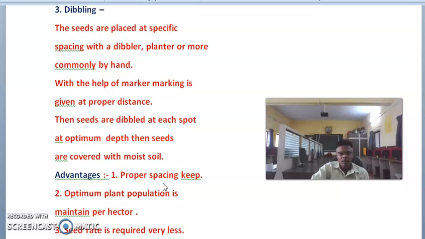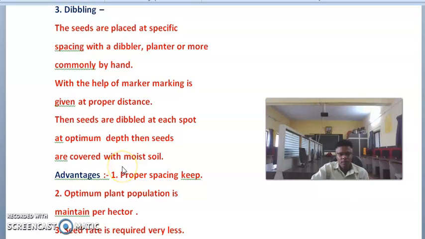Mainly seedlings are also used for planting with a planter or dibbler. It is known as a dibbler or planter implement. For example, onion seedlings are also planted by this dibbler or planter machine. So mostly it is done by hand or manual labor.